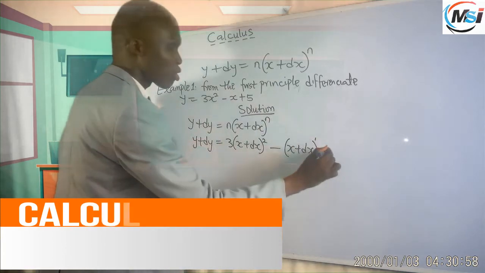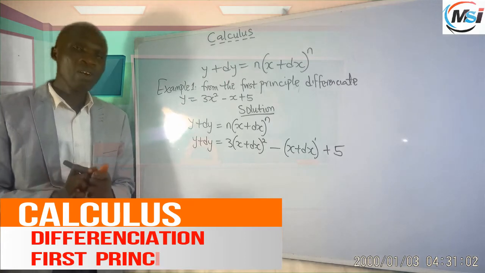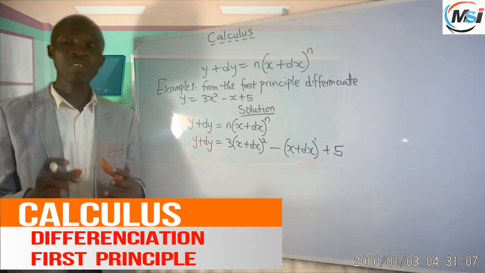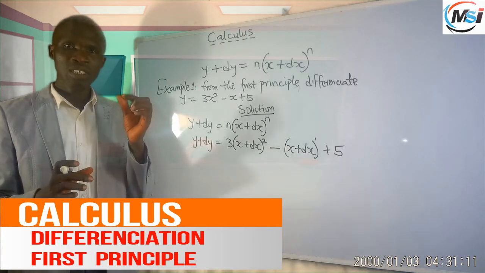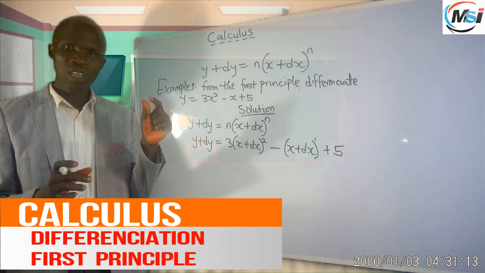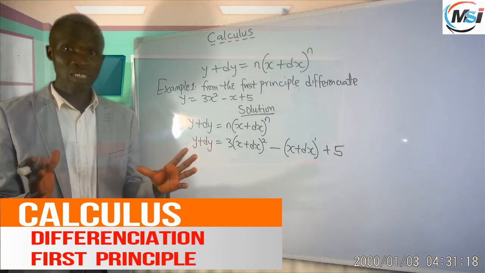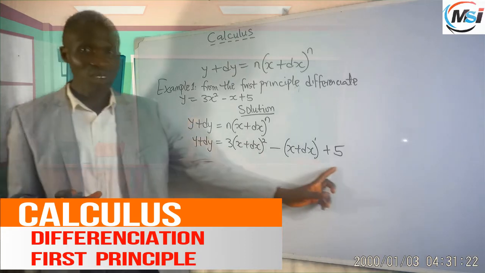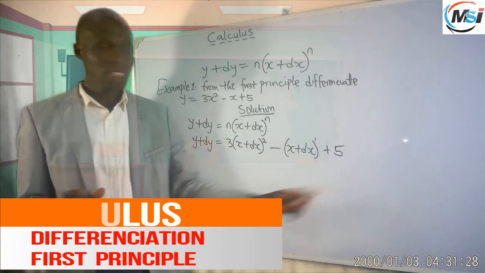Then this plus 5. Now, when we're using the general equation, I told you that the constant has no effect while solving the question. But now, this 5 here, it will go a long way. So please don't just throw it away. So what are we going to do?